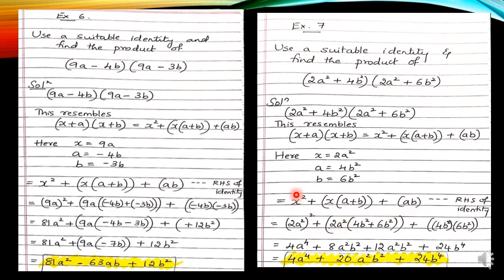and simplify. X square. What is the value of x? X is 2a square. So, what will be x square? This value should be completely squared. So, it is going to be 2a square, the whole square, plus x. In the place of x, we have 2a square. Then a plus b. What is a plus b? 4b square plus 6b square. That is your a plus b value. Then close the bracket. Then we have one more, that is plus ab. A means 4b square, b means 6b square. So, ab is going to be 4b square into 6b square.